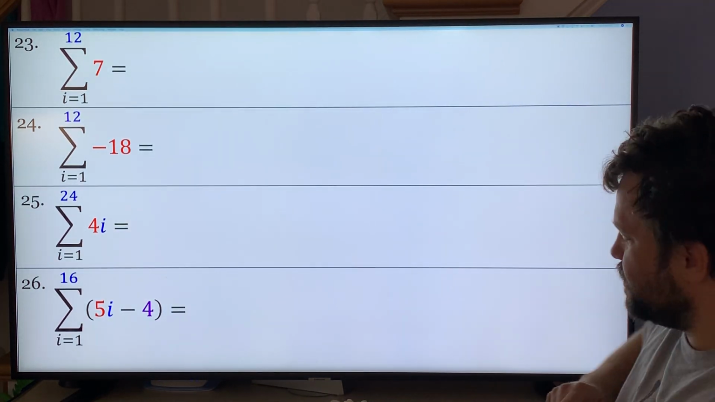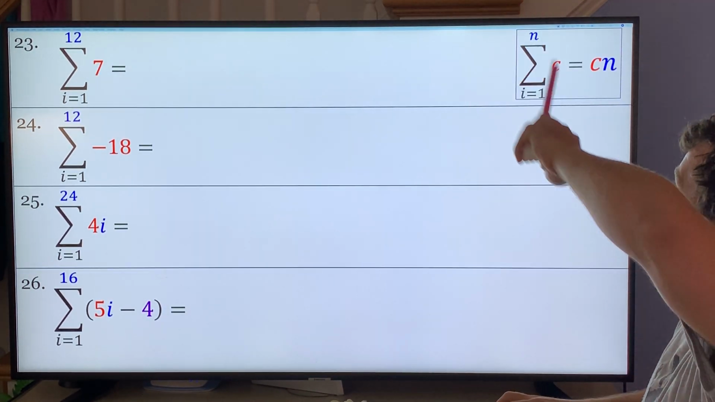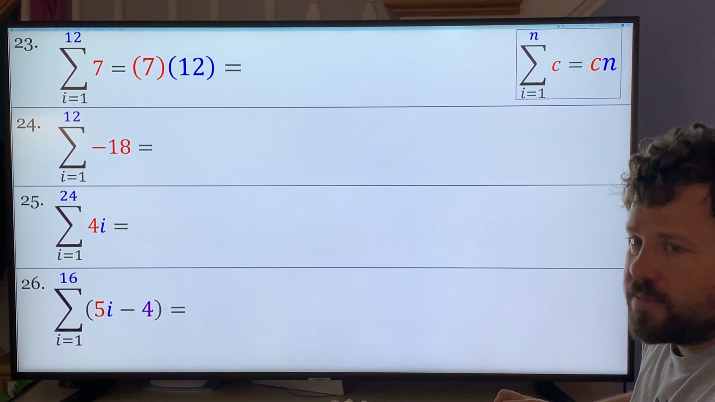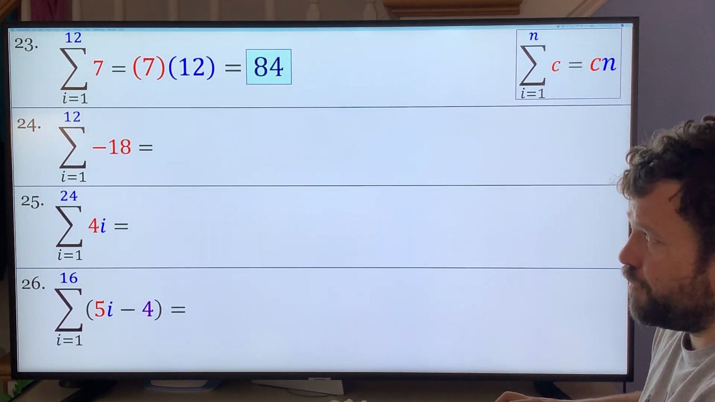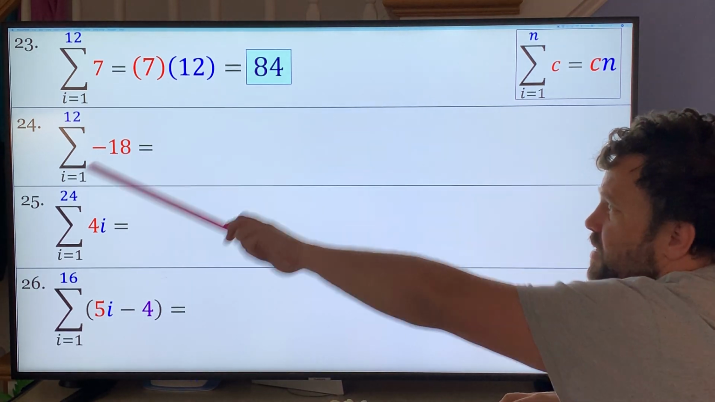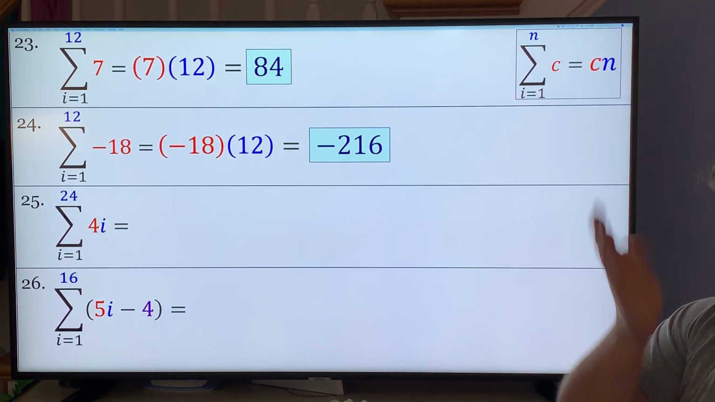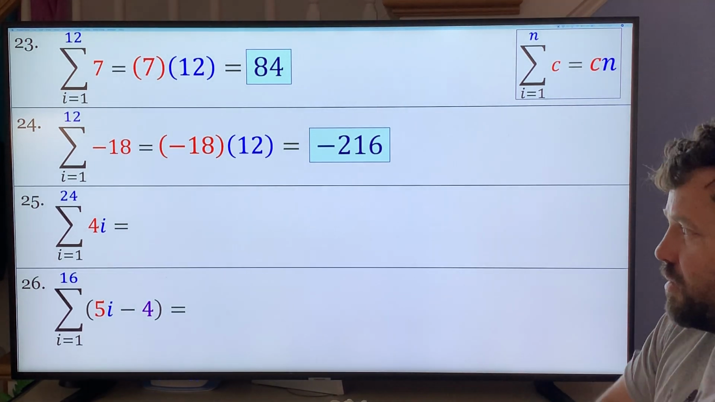First one, we have a constant. So we take that 7, and we use the constant rule. When you have a constant, you multiply it by the upper limit bounds. 7 times 12 is indeed 84. Got it? Constant times the upper bounds. Negative 216. You guys got that one at least?